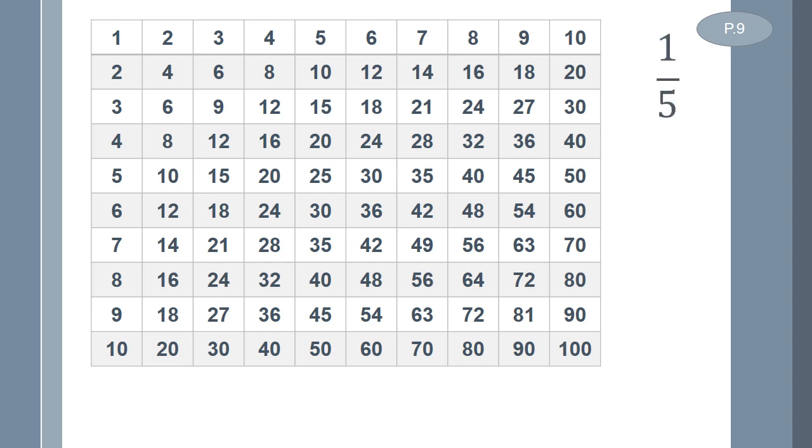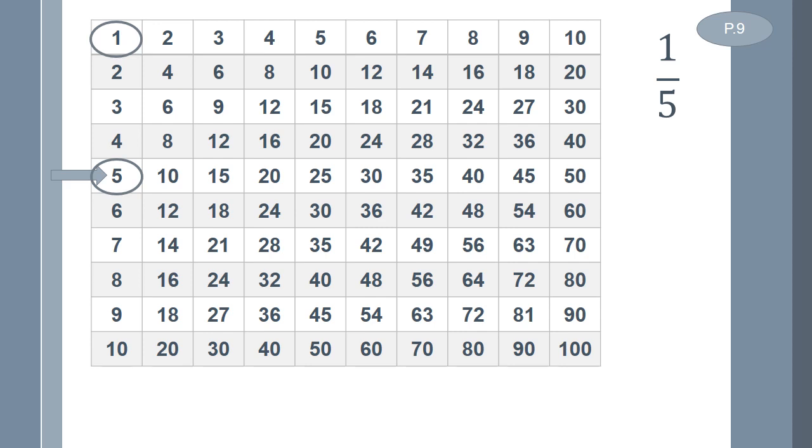Let's take the fraction 1/5. So we look first of all for the row with the bottom number of the fraction. So we look for 5. So that row across there is our 5 times table. And you can see that if you go directly upwards from that 5, you find the top number of the fraction, you find 1.